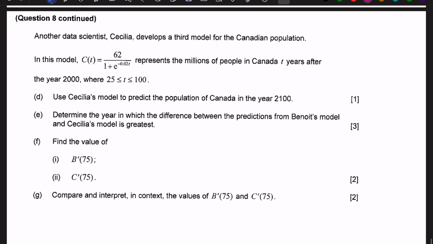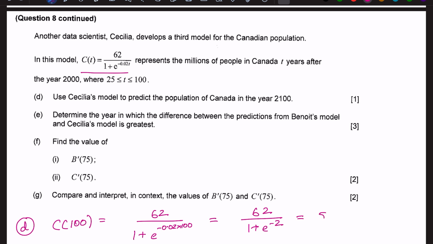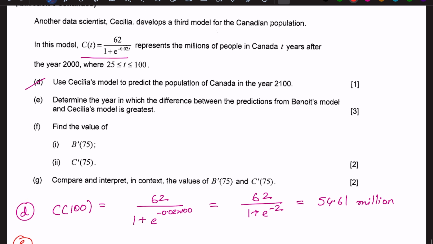Now, in this last part, Cecilia is another data scientist. She forms a third model, which looks like this. This is called the logistic growth model, and the logistic growth model technically is kind of the most accurate within these three models. So first we'll use Cecilia's model to predict the population of Canada in 2100. So C of 100 is 62 divided by one plus e to the power minus 2, which is 54.61 million. Now determine the year in which the difference between predictions from Benioff's model and Cecilia's model is the greatest.